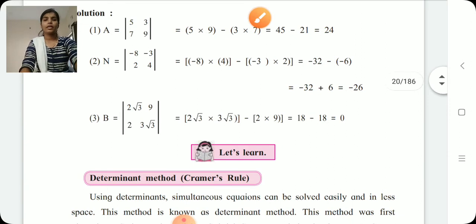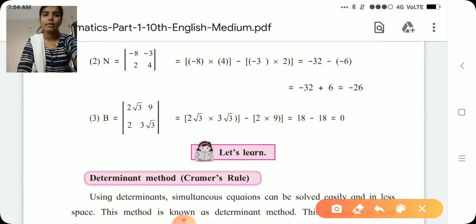B. In that determinant, 2 root 3, 9, 2 and 3 root 3. These are the elements. So we cross multiply these two elements first. Here you see 2 root 3 into 3 root 3. So this is the first cross multiplication. Then the second cross multiplication, 2 into 9. So here it is written 2 into 9.